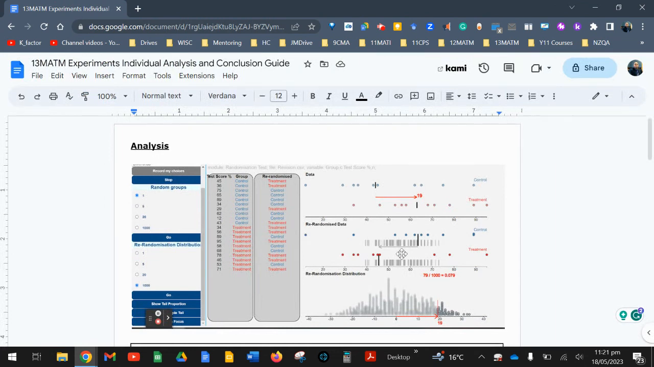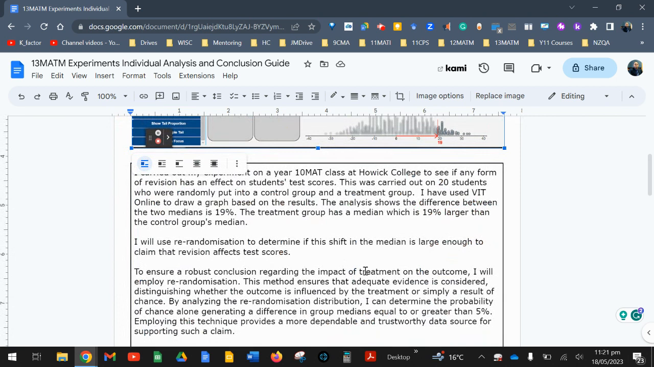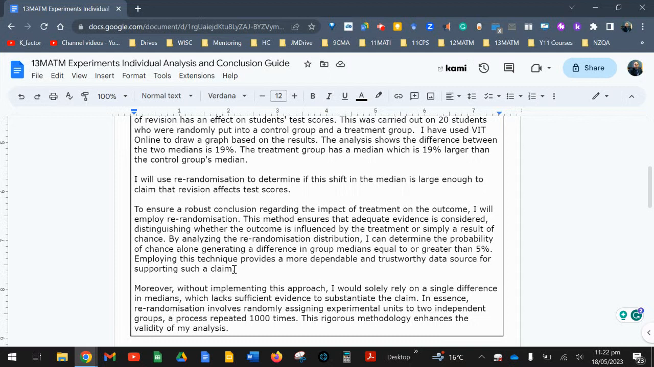Now, in your analysis, do your graph like this. You can call this the data graph, the actual, or section 1, section 2, section 3. Don't just call them section 1, section 2, section 3. Please do give them meanings as to what they stand for. And here is a little blurb on what I have done and my intention to use re-randomization. Feel free to pause the video and read, please, and why I'm going to do it.